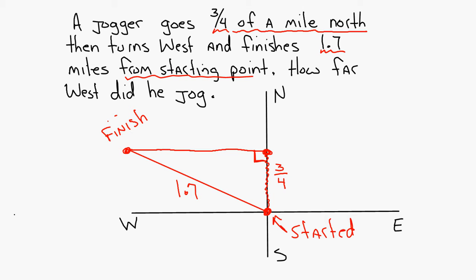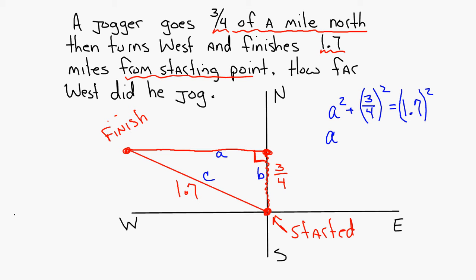Yesterday we said that the side across from the 90 is always C. And the other two are A and B. Okay? So now, A squared plus B squared, which is 3/4, equals C squared, which is 1.7 squared.